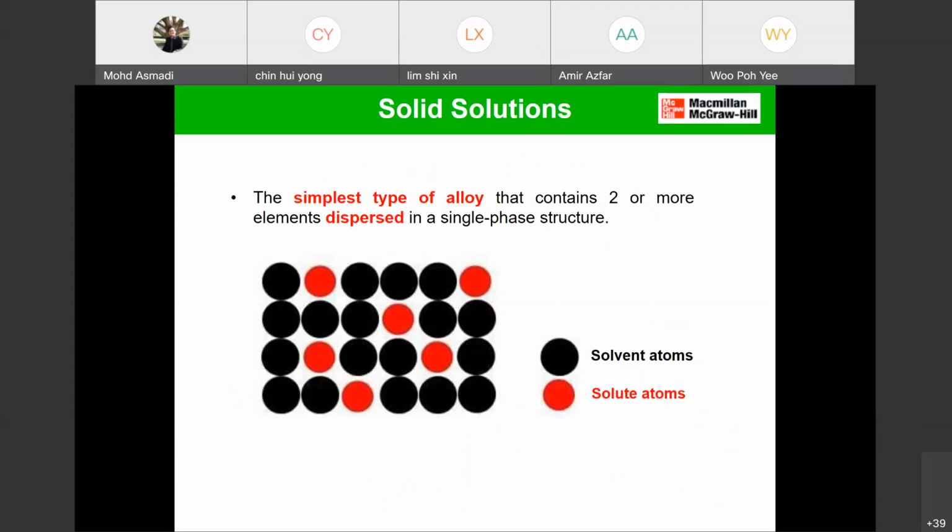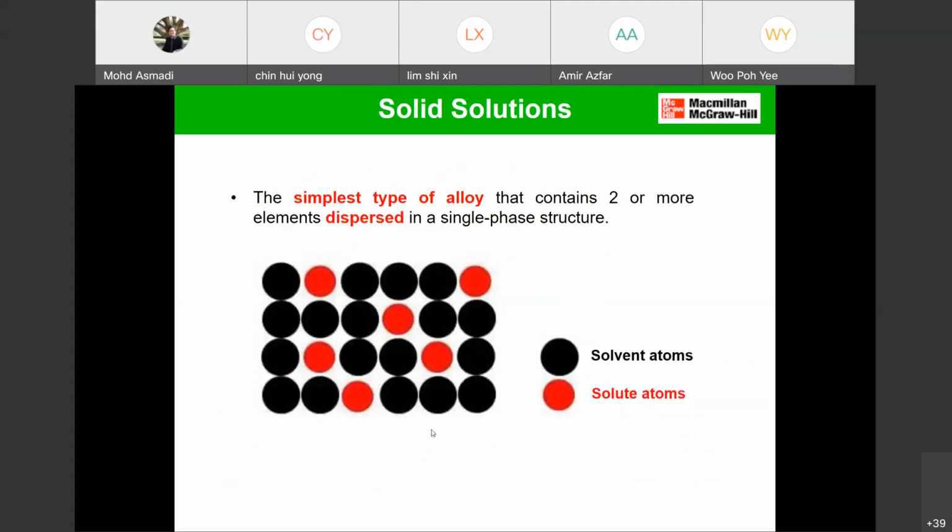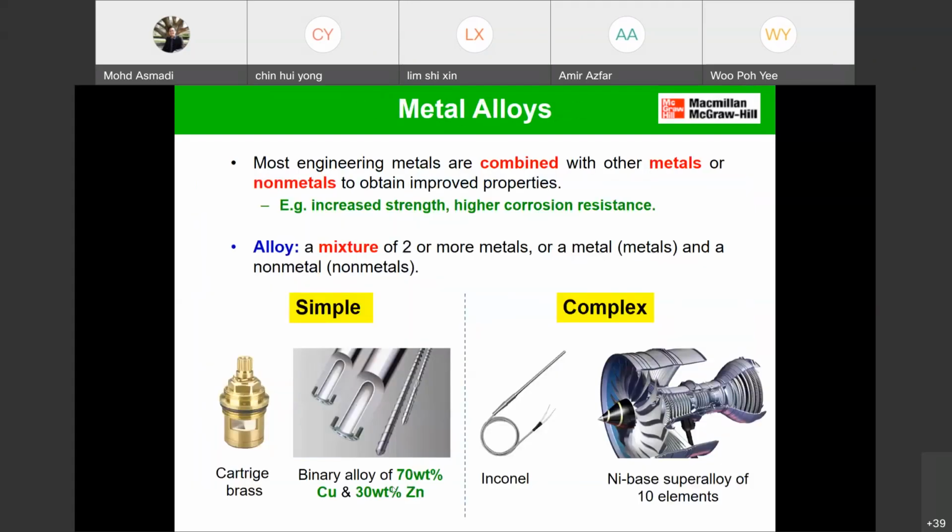Okay, the simplest type of alloy contains two or more elements dispersed in a single phase structure. If you look here, generally there is the parent host. I think the host here is generally zinc, and later we will see, I think it's copper, that we add with the zinc.